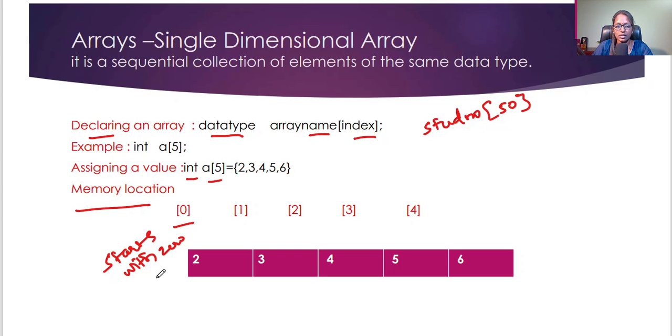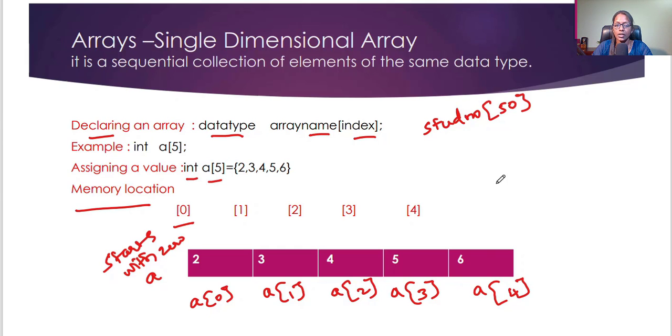Okay, so this is the a of 0 location, this is a of 1 location, this is a of 2, this is a of 3, and this is a of 4 location. So if I give cout a of 2, what is the value of a of 2? It is 4. So 4 will be the output. This kind of declaration is called a single dimensional array.